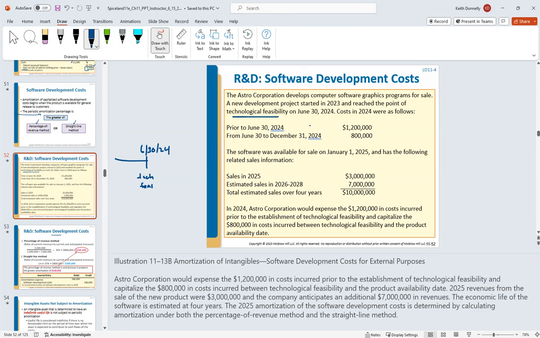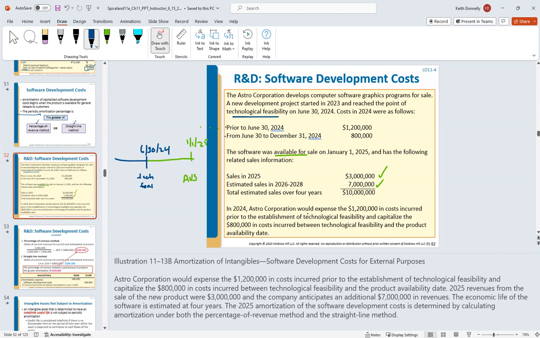It says costs in 2024 were the following, right? So the first 6 months, the next 6 months, it looks like the software was available for sale on January 1st, 2025, right? So on 1/1/2025, we are going to hold it available for sale. Okay, so we kind of have that second item in here. Then they tell us, once we held it for sale, here's some information, what we sold in 2025, what we expect to sell over the next few years.